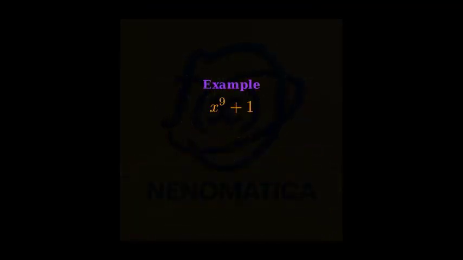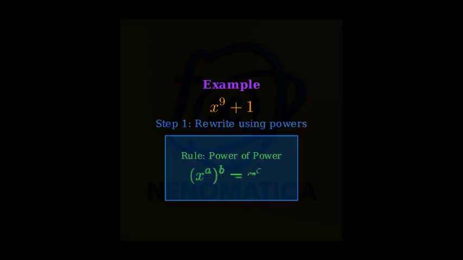We need to factorize x to the power of 9 plus 1. First, we notice that 9 equals 3 times 3. This allows us to rewrite x to the power of 9 as (x to the power of 3) to the power of 3. So our expression becomes (x to the power of 3) to the power of 3 plus 1 to the power of 3.